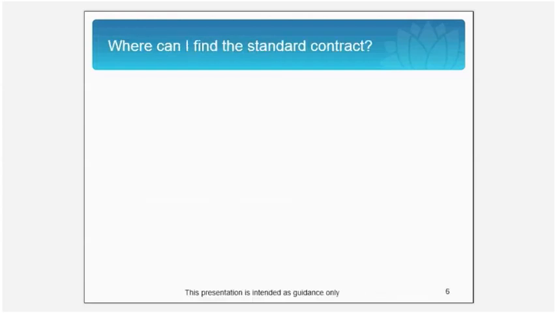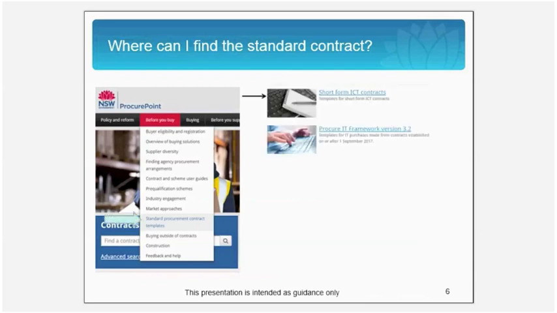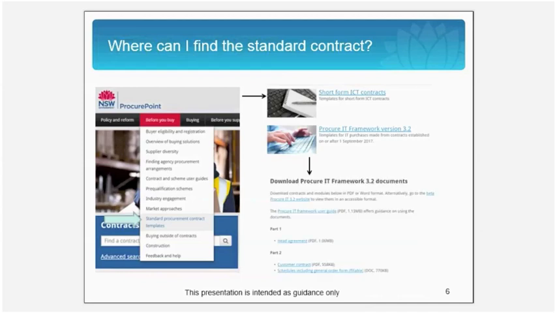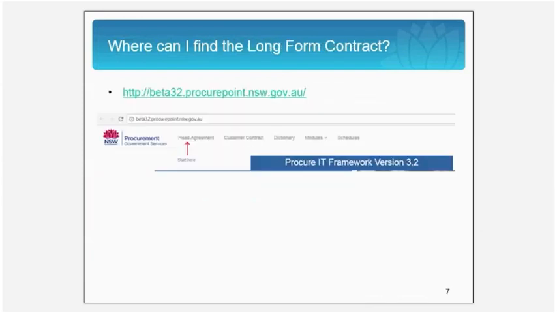To get a copy of the contract, you can navigate ProcurePoint by clicking on Before You Buy and then clicking on the Standard Procurement Contract Templates, which will take you to the Procure IT Framework version 3.2. And when you click on it, it will take you to a beta website which houses all the contract documents. The long-form contract can be found by clicking on the link provided.